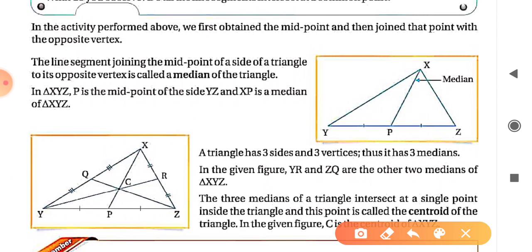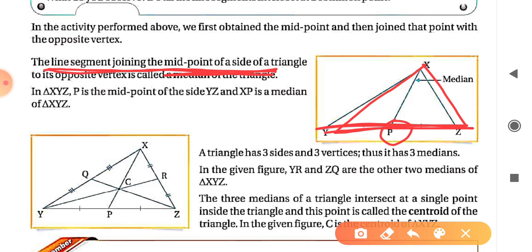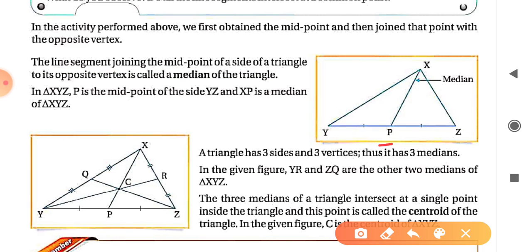The line segment joining the midpoint of a side. What is a midpoint? If there is a triangle XYZ, we have to take the midpoint of a side. There is side YZ and its midpoint is P. Midpoint is that point that divides the side in two equal parts. Here P is midpoint of YZ, so it means YP is equal to PZ.